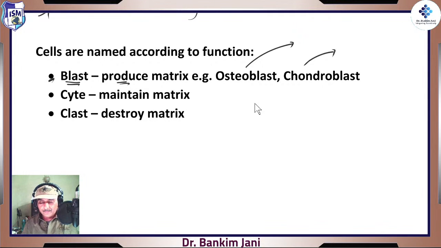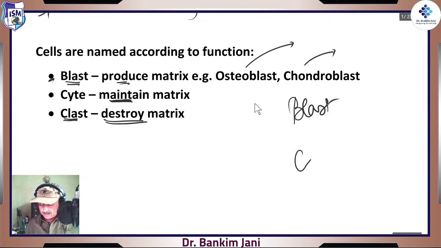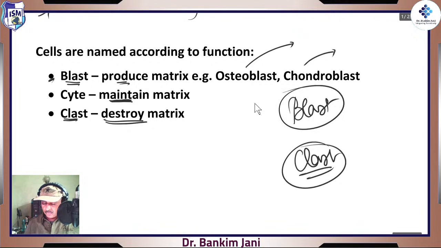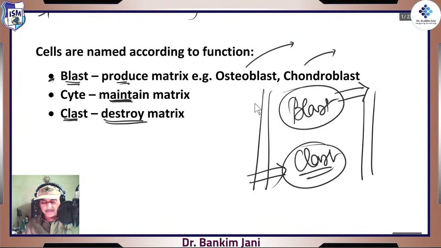Whenever we say site, it means they will maintain the matrix. They will neither destroy nor produce, whatever the quantity is there, but it will keep on maintaining it. And when it comes to clast, osteoclast, that means their planning is to destroy. Right? So blast and clast, they go hand in hand. Old tissues are destroyed by clast, and new tissues are produced by blast. Right? As very simple as that. And the routine activity is maintained by site. See how easy it becomes as we proceed.